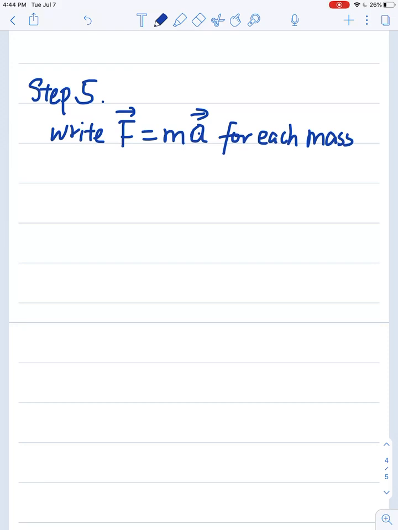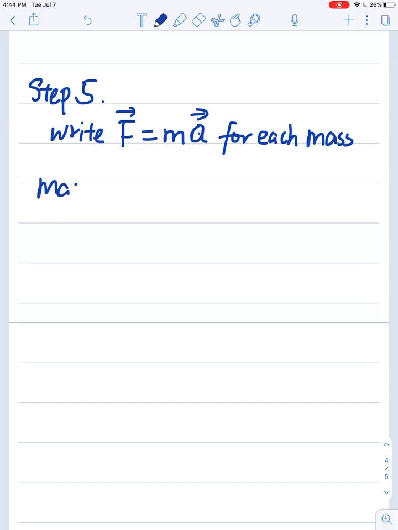All right, in step 5, you need to write the equation F equals ma for each mass. Here, be careful. In this equation, both force and acceleration are vector forms. Okay, the vector notation there. So let's do that for each mass.